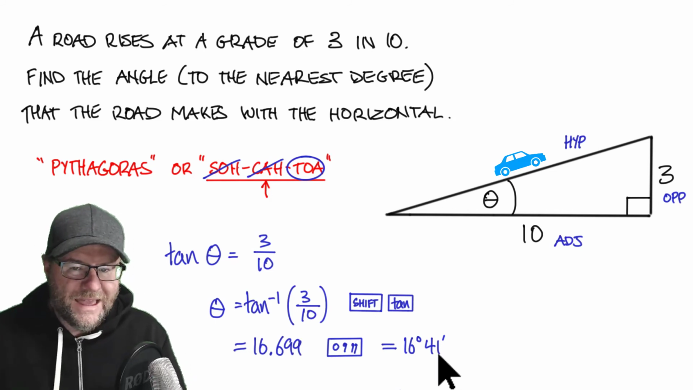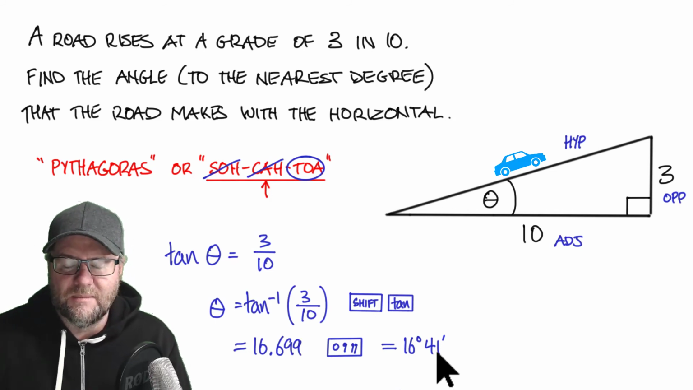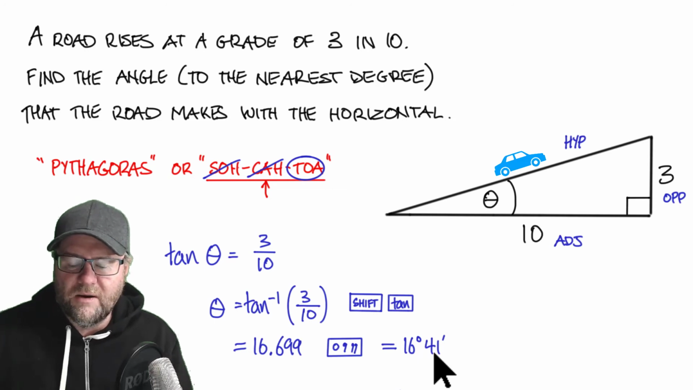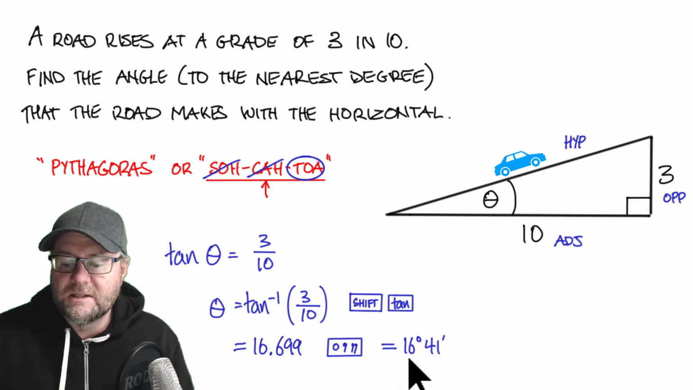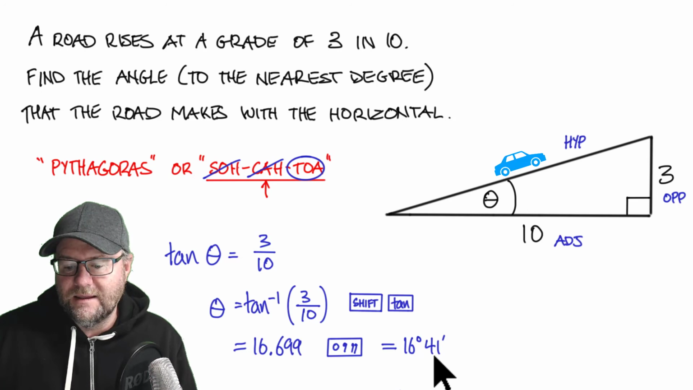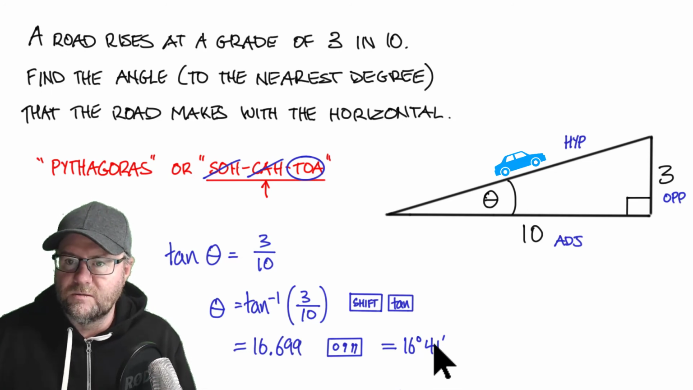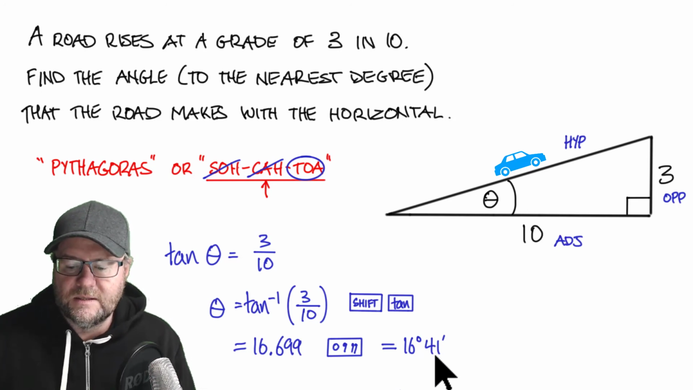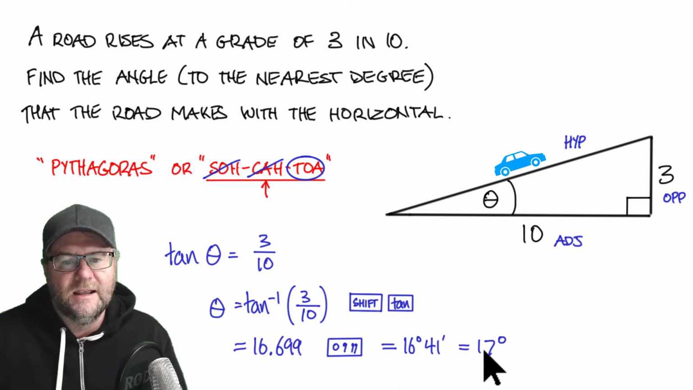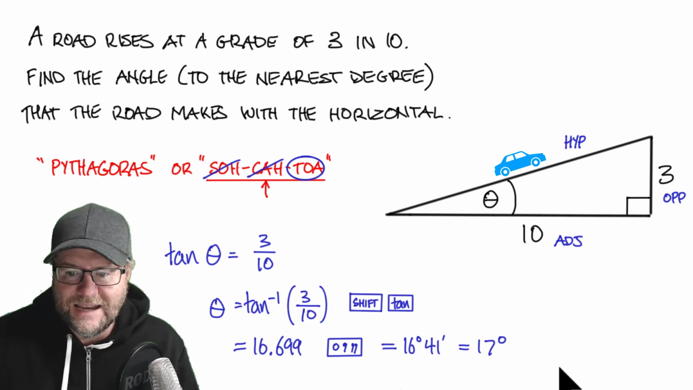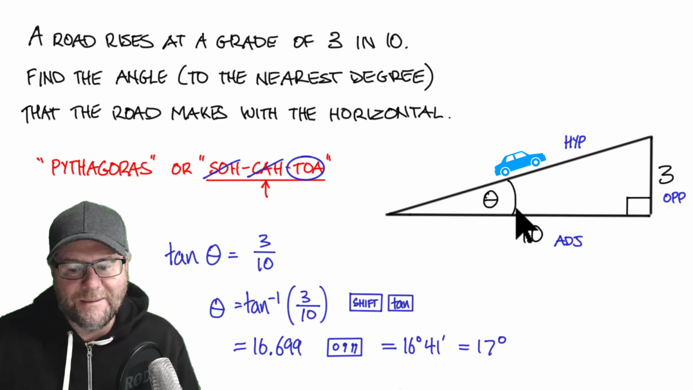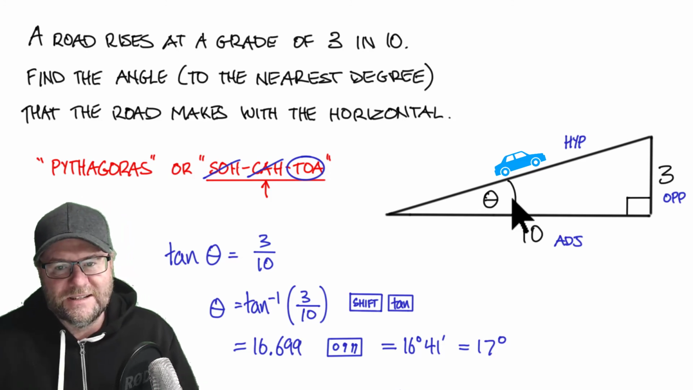Now, if I'm going to round that to the nearest degree, I'm going to look at this number and say, well, listen, if it's 30 or above, I'm going to round up. Because if there's 60 minutes, anything above 30 will be closer to the next one up. So in this case, that is closer to 17 than 16. I'm going to round it, and my answer is: my road makes an angle of 17 degrees.